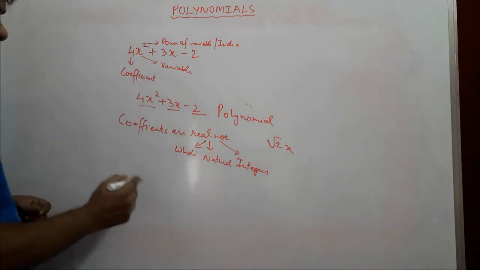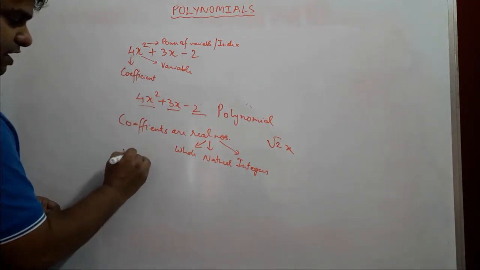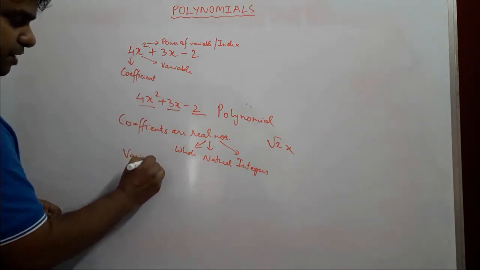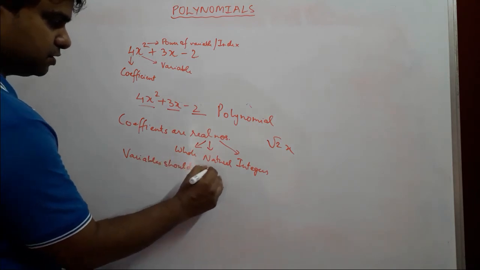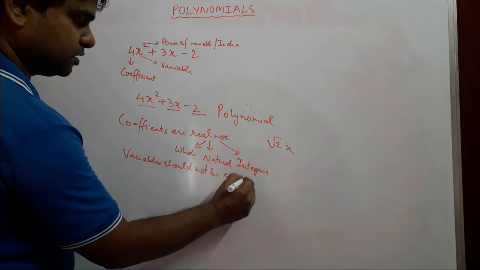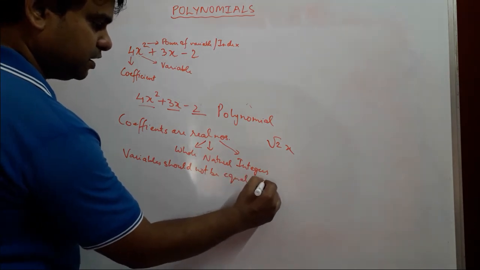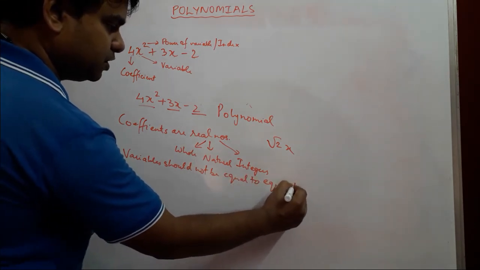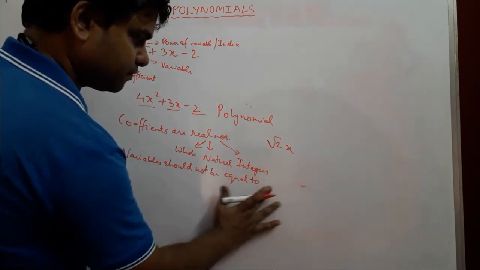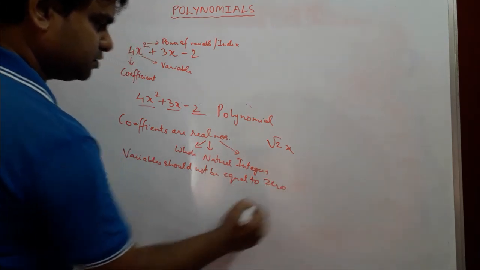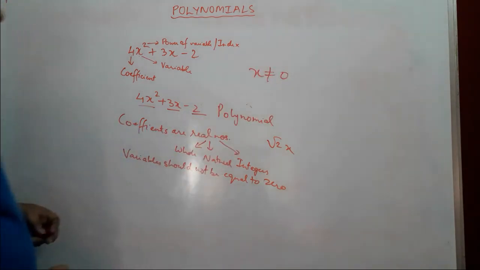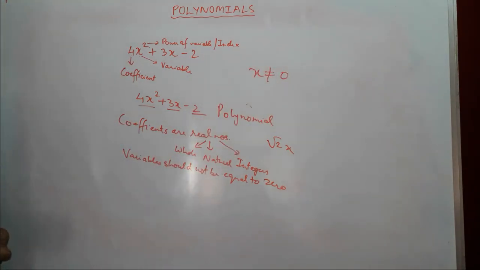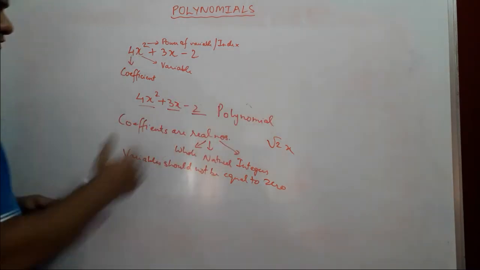Secondly, x, the variable. Variables should not be equal to 0. Important part. So x should not be equal to 0. What will happen if x becomes 0? Then the term will cease to exist. Let's take an example over here itself.